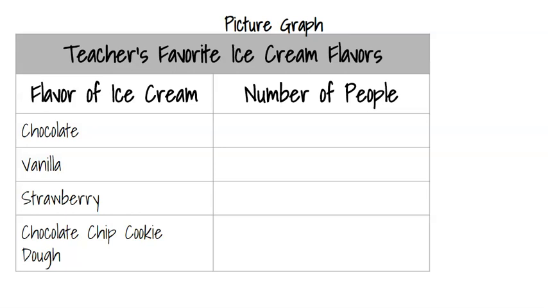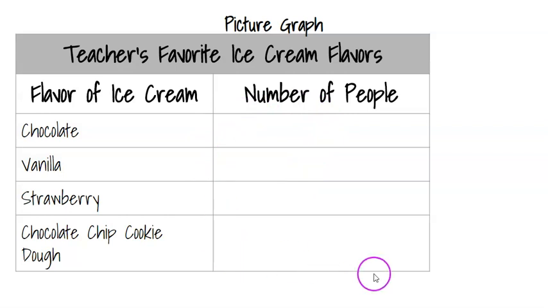So first of all, let's take a look at the title. The title of this pictograph says, Teacher's Favorite Ice Cream Flavors. Then we have two columns. On the left, this column says the different flavors of ice cream.